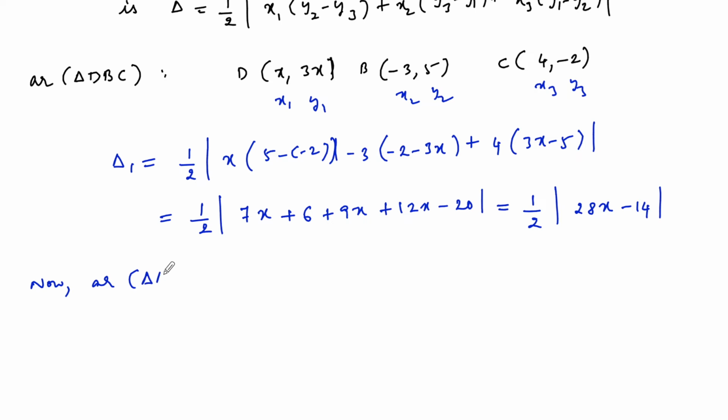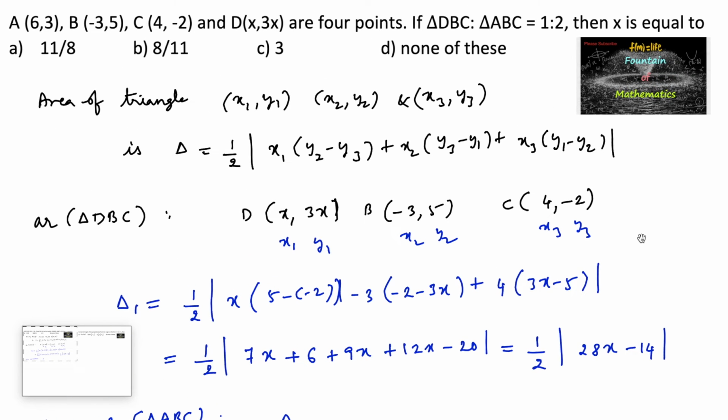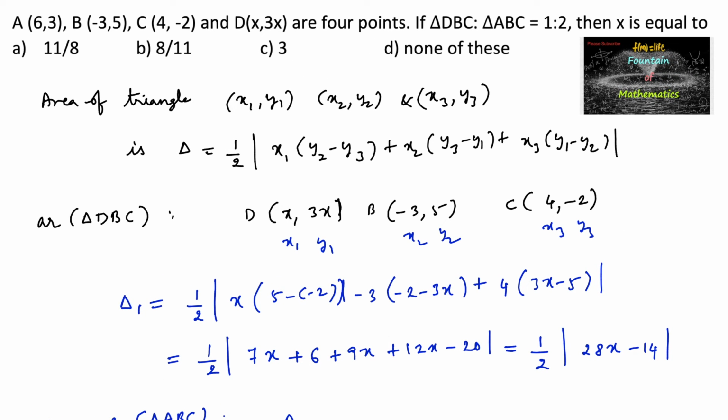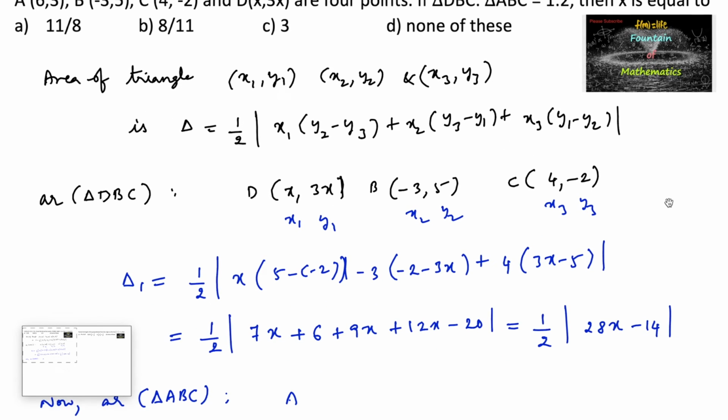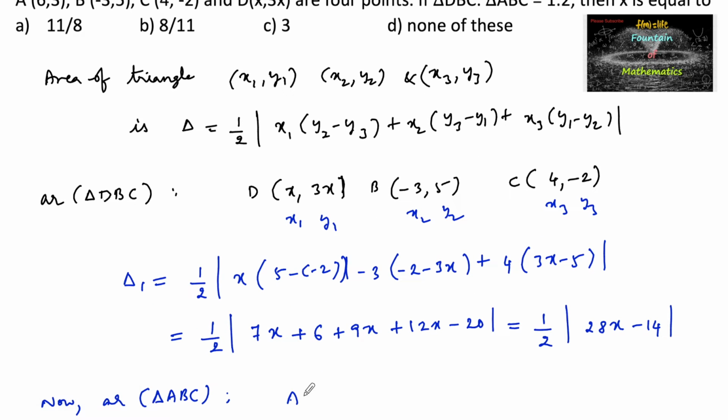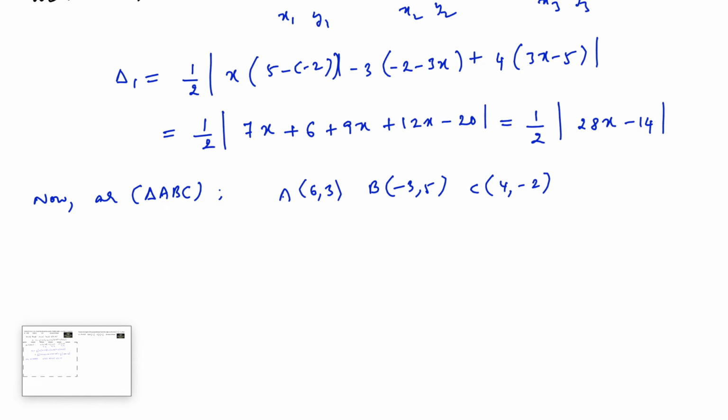And now the area of triangle ABC. The points are given: A is (6, 3), B is given (-3, 5) and C is the point (4, -2). Let us find the area of triangle ABC.